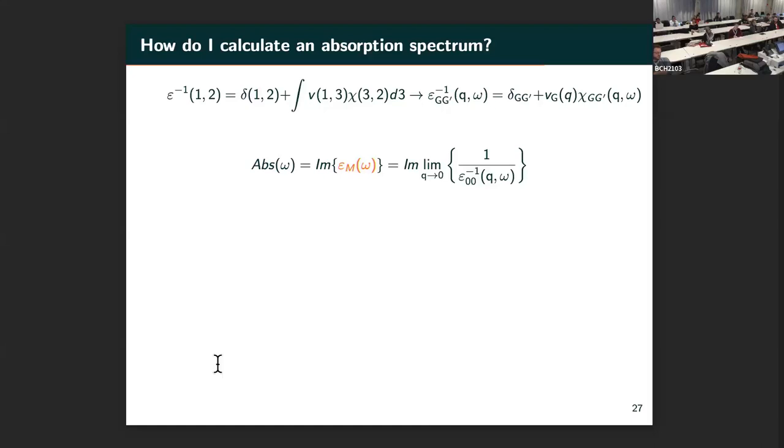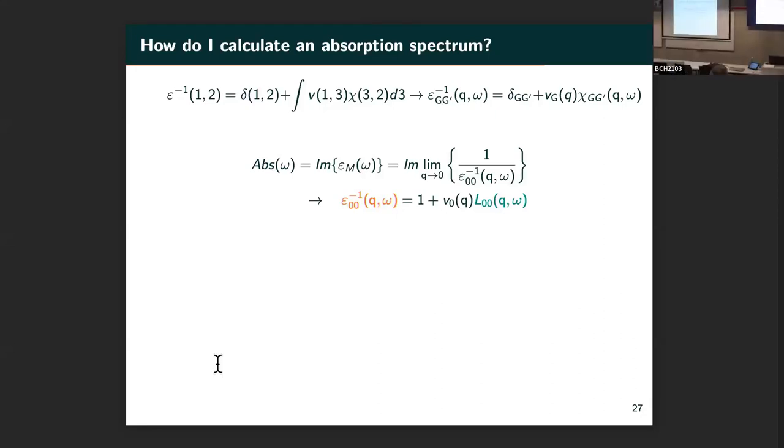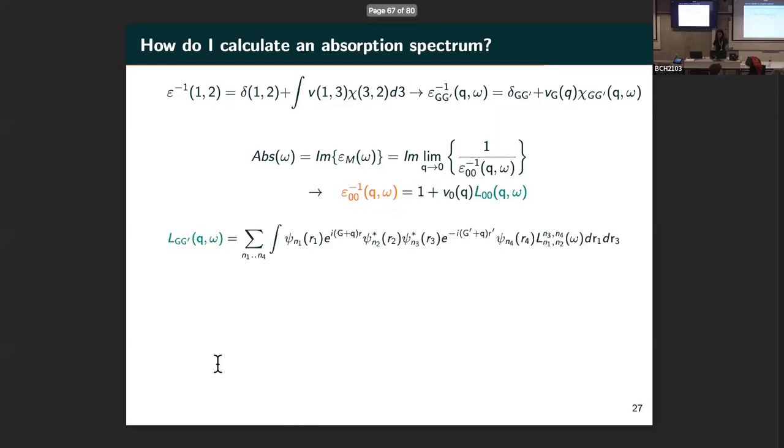For the limit of q that goes to zero, because we are approximating and doing dipole approximation. And so let's review. We can calculate now the epsilon minus one in terms of chi, but also in terms of L, or four points, also for the zero-zero component. So I have to remind you that I have shown you before L expressed in terms of the transitions basis, but now we have to go back and express this in real or reciprocal space.